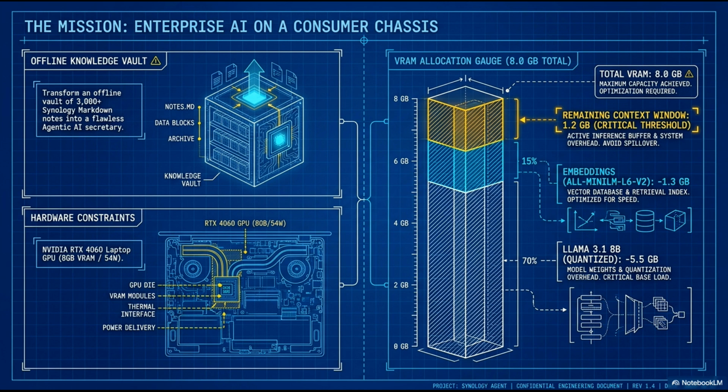Okay, 5.5. But then he also loads a Hugging Face embedding model, specifically all-MiniLM-L6-v2, to handle the vector math. And that consumes roughly another 1.3 gigabytes of VRAM. Okay, so if we do the math here, 5.5 for the LLM plus 1.3 for the embeddings, he is sitting at 6.8 gigabytes of VRAM utilized before he has even fed a single document into the system. Right, out of 8. So he has exactly 1.2 gigabytes of overhead left for his context window. That is his absolute ceiling.